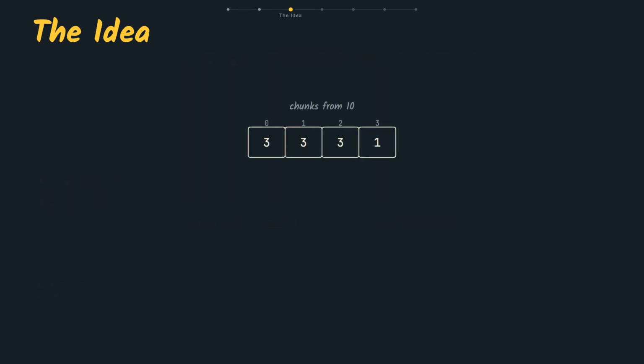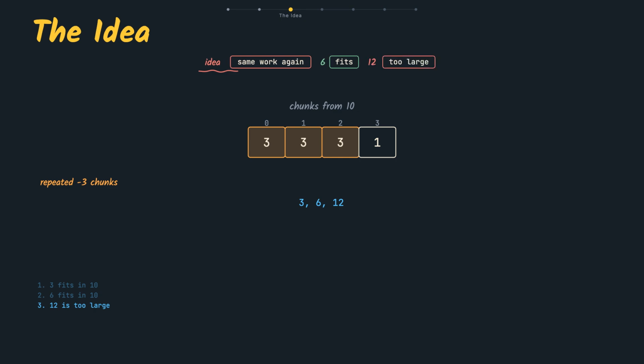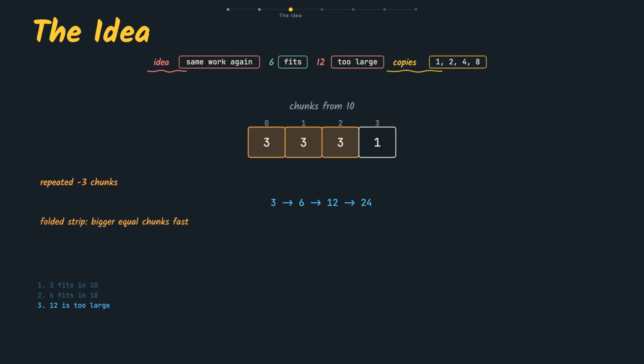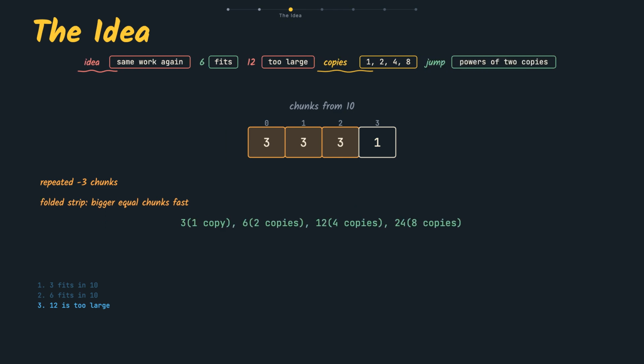So what are we wasting? We keep removing the same divisor one little chunk at a time. What if, instead of one chunk, we remove the biggest chunk we can prove still fits? And here's the move. Keep doubling the divisor like folding a paper strip to make bigger equal chunks fast. Same idea, said another way. We jump by powers of 2 copies of the divisor, not by 1 copy each time.